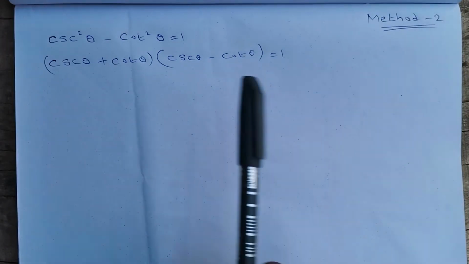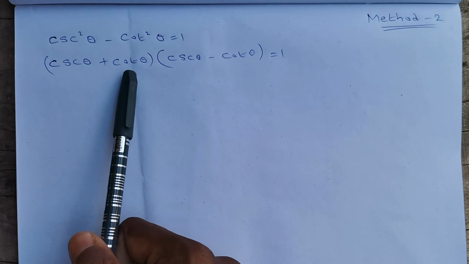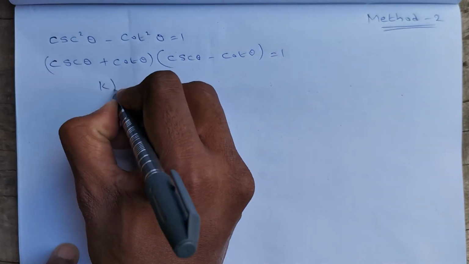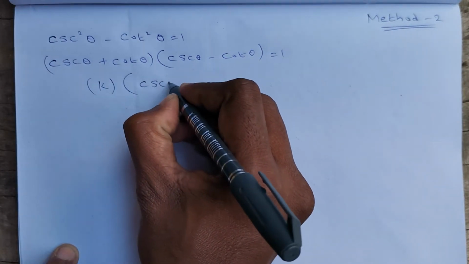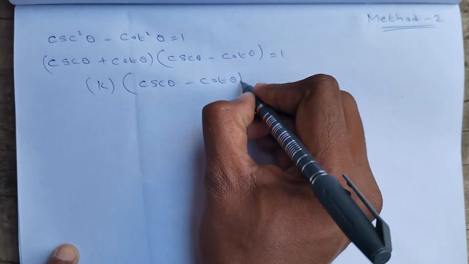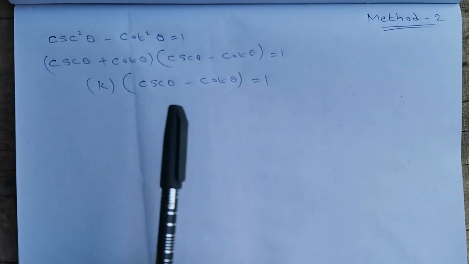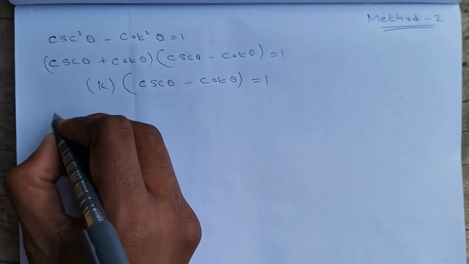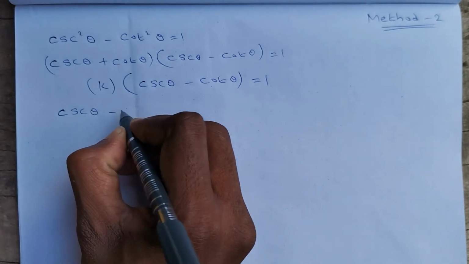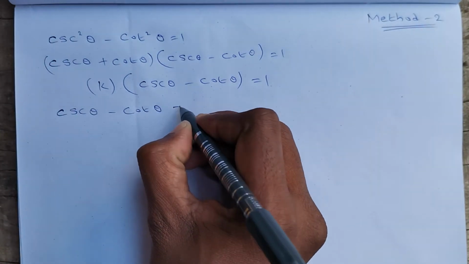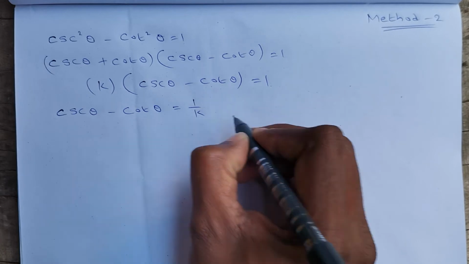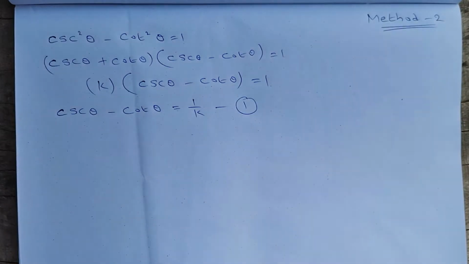(cosecant theta plus cot theta) into (cosecant theta minus cot theta) is equal to 1. As given in the question, the value of cosecant theta plus cot theta is k. So I am substituting that: k times (cosecant theta minus cot theta) is equal to 1. As usual, I am taking k to the right side. So we will get cosecant theta minus cot theta is equal to 1 by k. This is equation number 1.